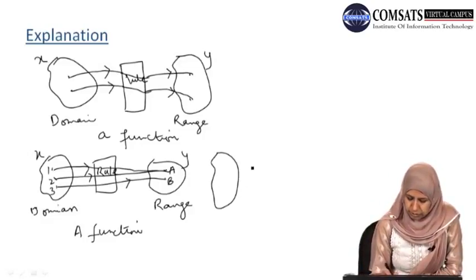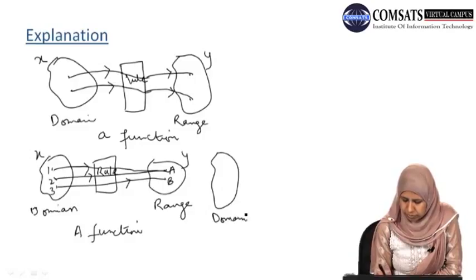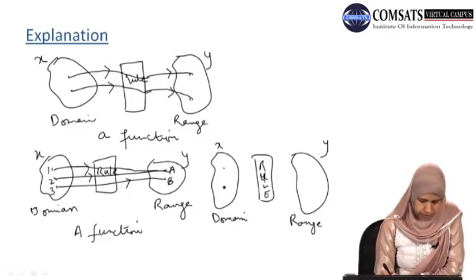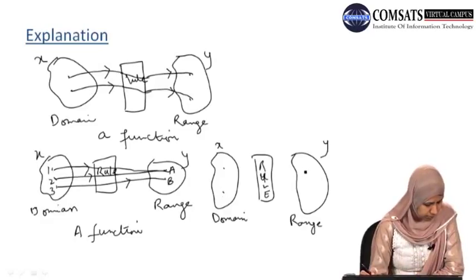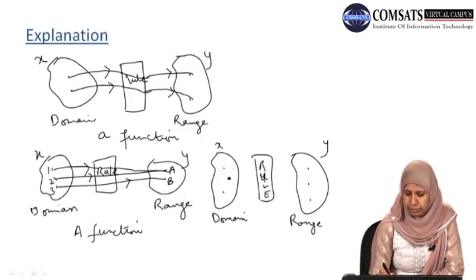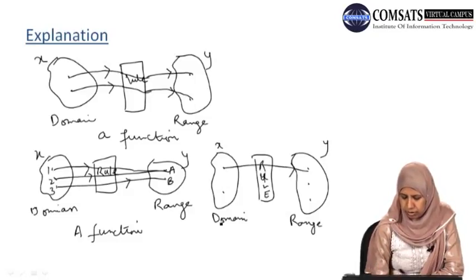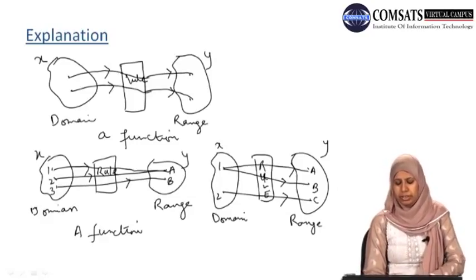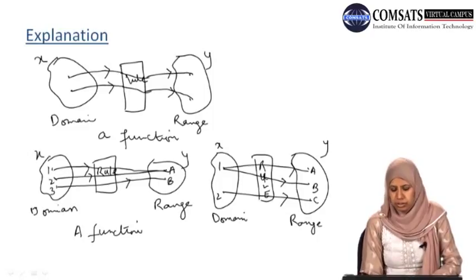Okay, one more case. This is our domain, all the possible values of x, our rule, and this is our range, all the possible values of y. We consider 2 points here, and let's say 3 points here. Let's say these are points 1, 2, and here we have A, B, C. Then we ask ourselves, is this rule defined as a function or not?